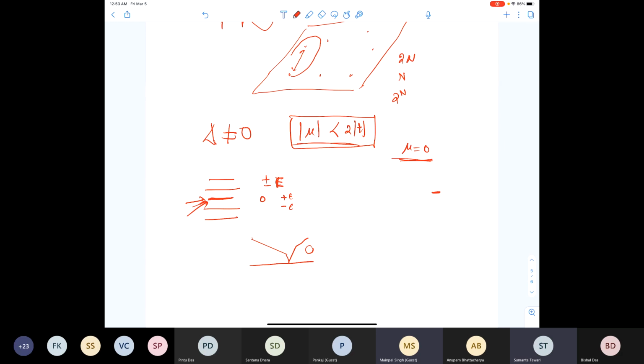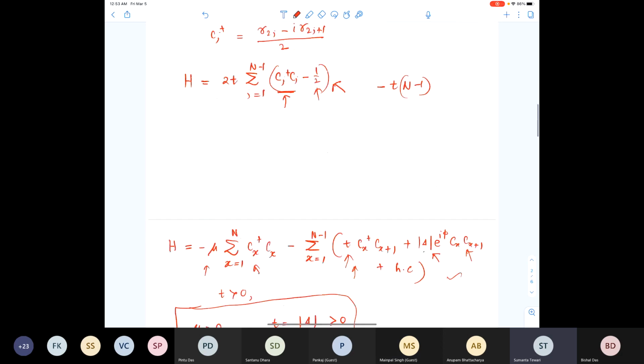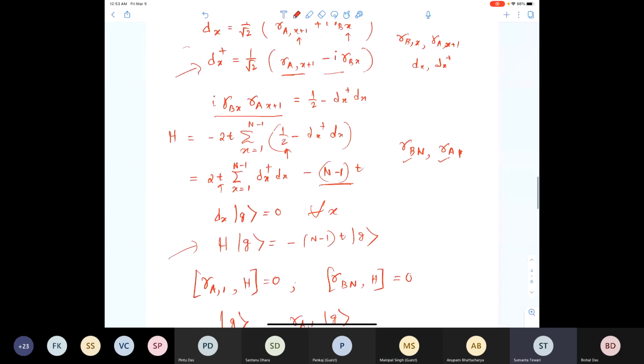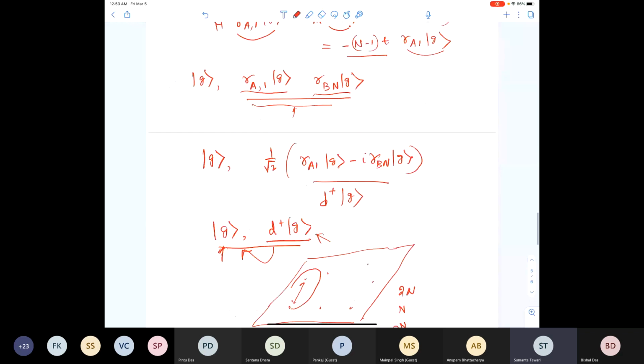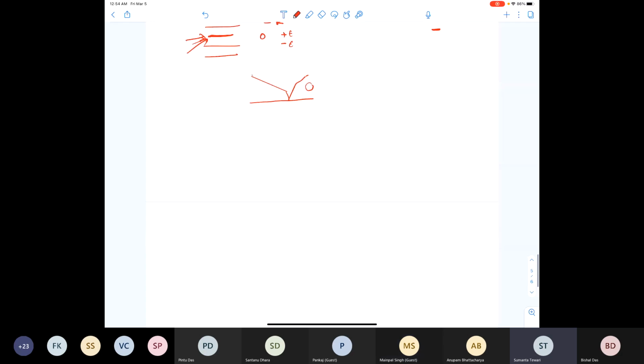In fact, if you look at this Hamiltonian, this is a discrete Hamiltonian on a lattice. But if you write it down in the continuum limit, you will see that the same quantum phase transition happens not at mu equal to 2 mod t, but in fact at mu equal to 0. So mu less than 0 will be the topologically trivial phase, and mu greater than 0 will be the topologically non-trivial phase. Okay, thank you, sir.